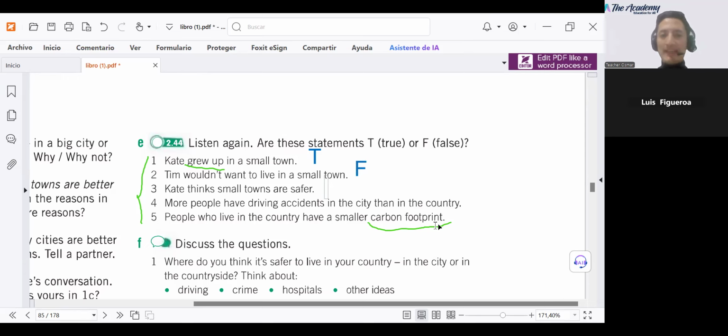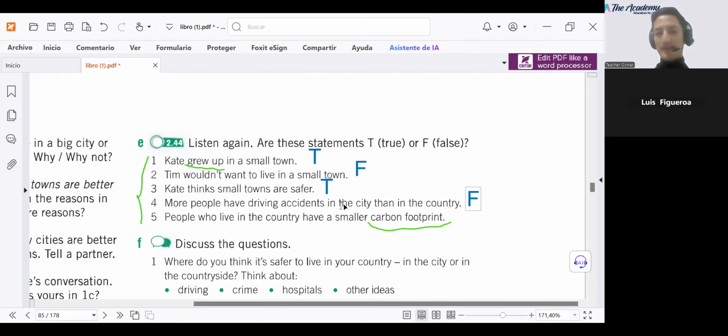Number 3, Kate thinks small towns are safer. True. True, excellent. That is what she thinks. Y creo que es la verdad, ¿no? I believe this is true. Small towns are safer. Number 4, more people have driving accidents in the city than in the country. True or false? False. Correct. False. Okay, actually, this is false.